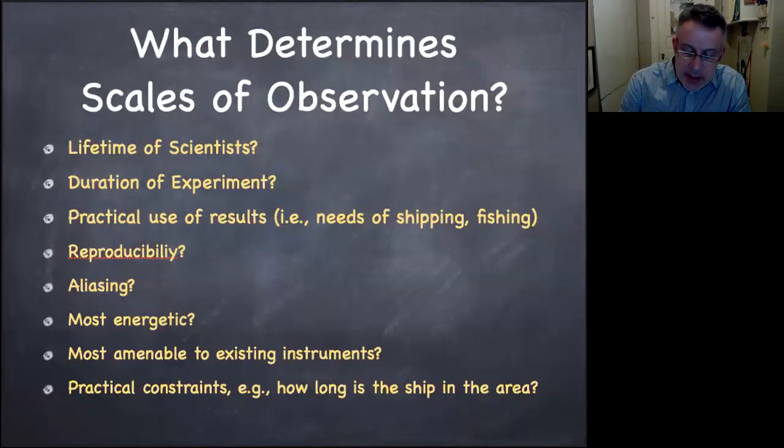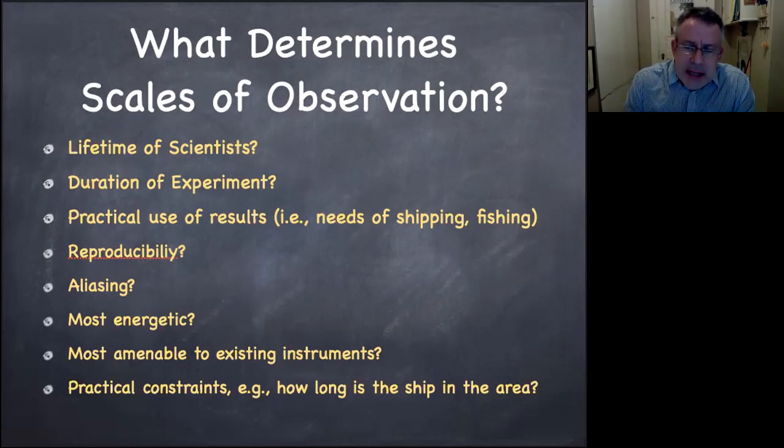So when we think about this, we start to wonder, if the ocean is so vast and so diverse, how do we decide what we're going to measure? Practical things like how long a scientist lives have a very large impact on this, because somebody will make their life's work to measure one particular part of the ocean for their whole life. The duration of an experiment in terms of what we can afford or just how long we can bear to be at sea has a lot to do with the scale of experiments.